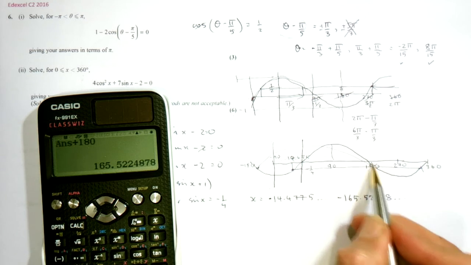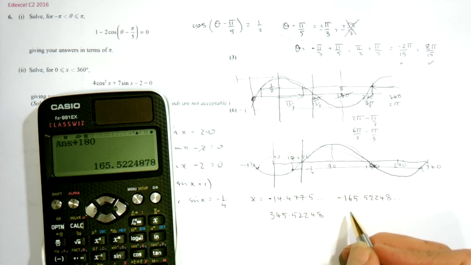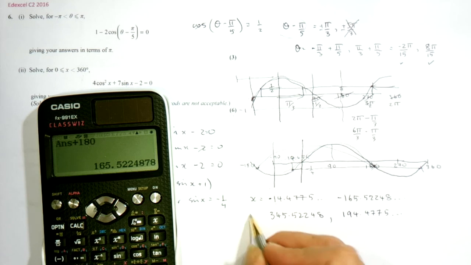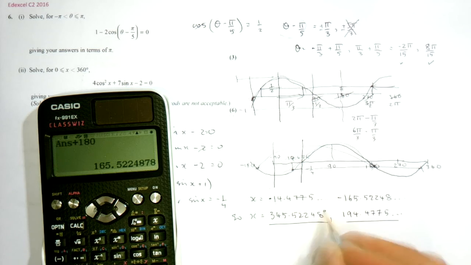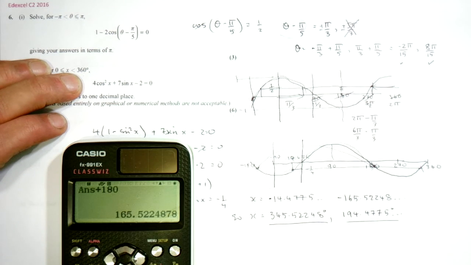This one is going to go to there when I add 360, because that's coming back to where I started from. If I start there, and I've done a whole period of the graph, so add 360, I get 345.52248, and add 360 onto this, I get 194.475 dot dot dot, and those are my two answers. So x equals that one or that one in degrees, and we can check these by subbing back into the original.